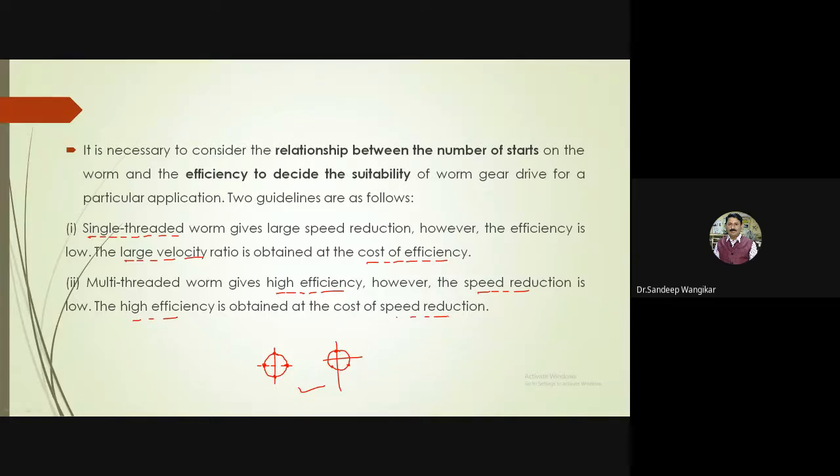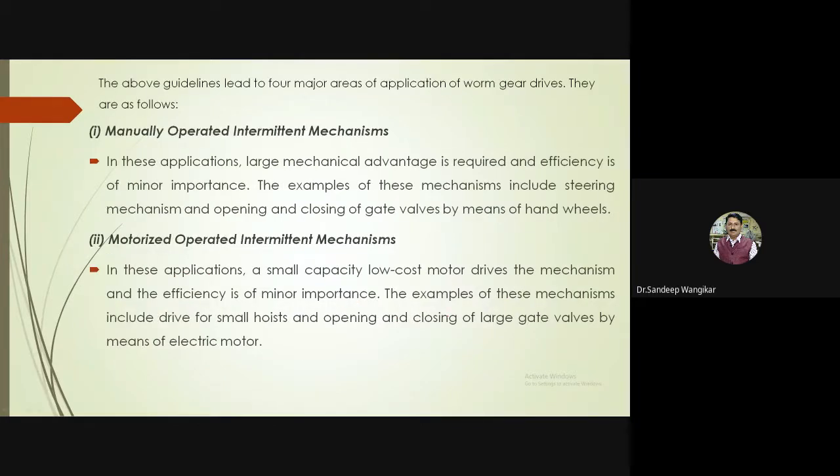So it depends upon the application which combination is to be used. These are the guidelines given for the relationship between the number of threads and efficiency. Based on the guidelines, there are 4 major areas for worm gear drive applications, and we will discuss them one by one.